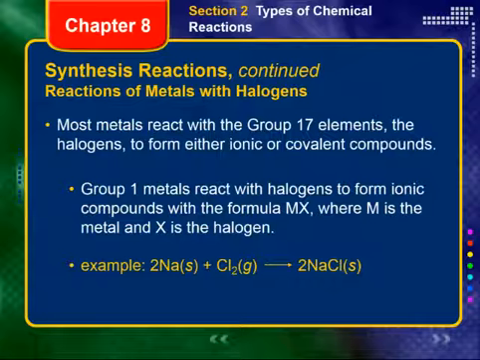We also have not just oxygen or sulfur. You can also react metals with halogens. Most metals react with group 17, the halogens, to form ionic or covalent compounds.